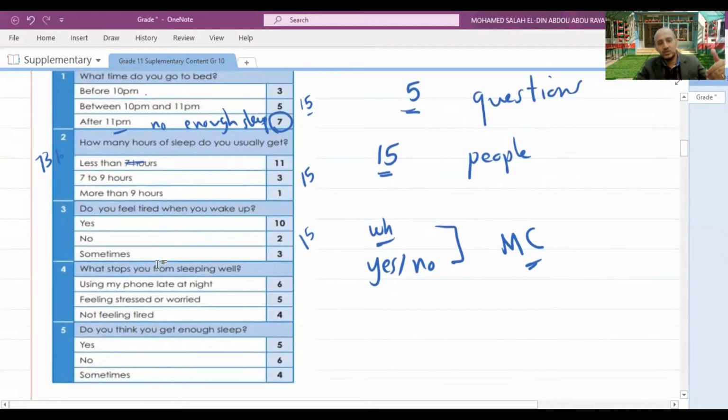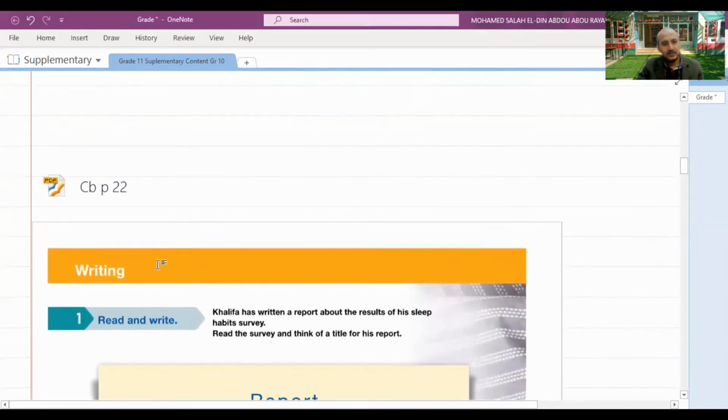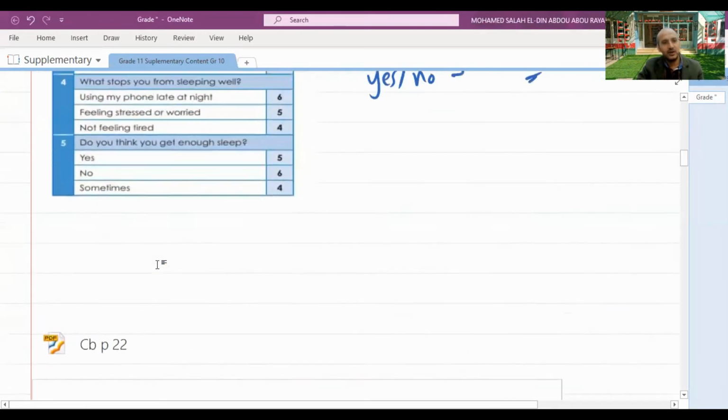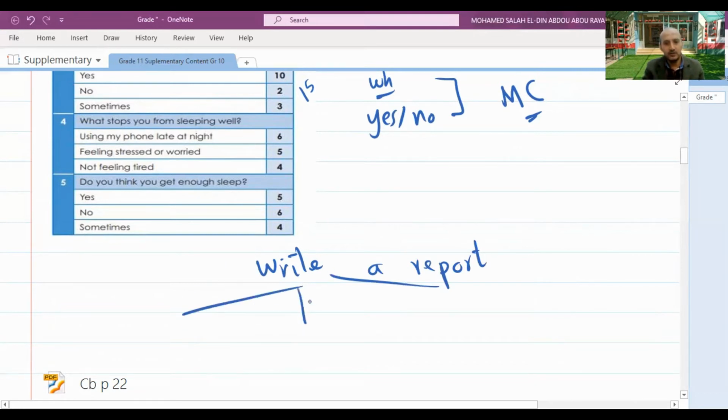And of course, we'll just go through these questions. Then we'll see what happened after you do the survey. You write your report. And when I say writing a report, the report has 4 sections or 4 paragraphs. You need to make 4 paragraphs, 4 sections when you write a report based on a survey.